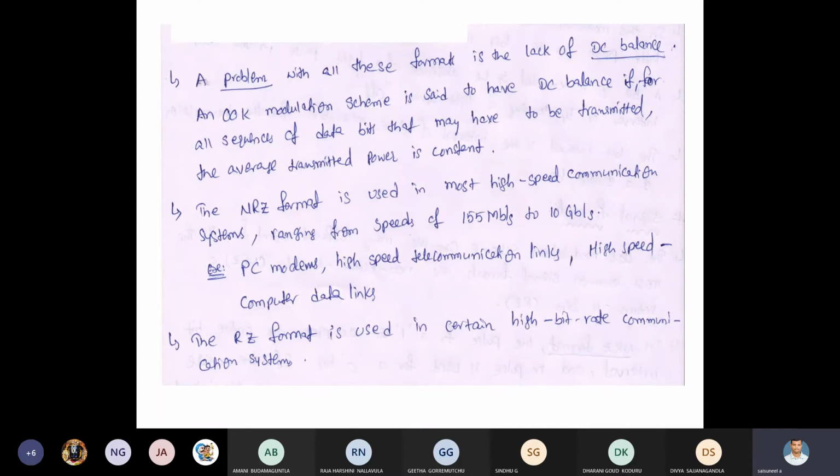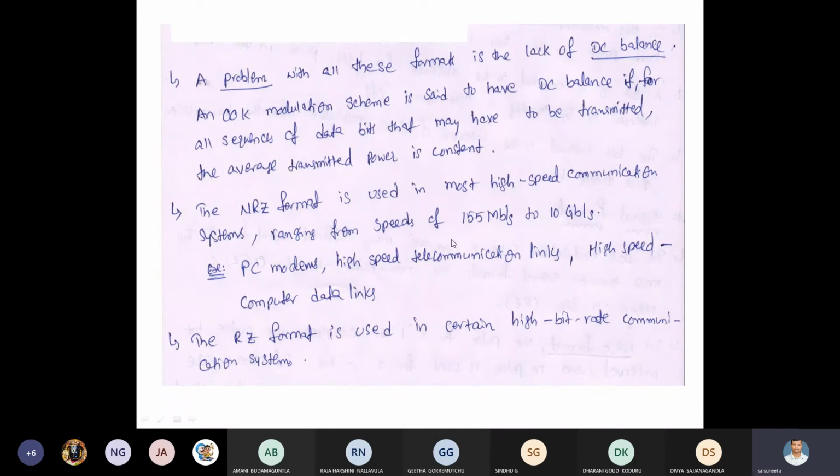Here, where exactly is this non-return to zero format used? The non-return to zero format is used in most high-speed communication systems, with speeds of 155 Mbps to 10 Gbps.